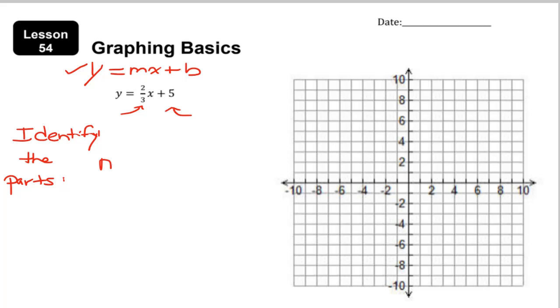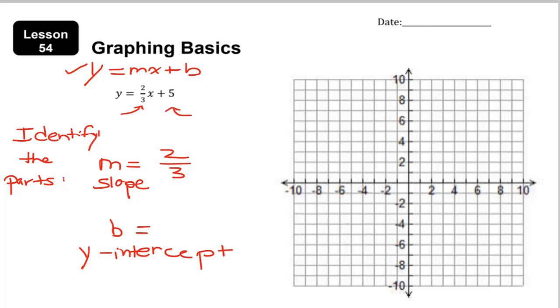So our first thing is our slope, again, m in that formula, and in this case our slope is 2/3. The other thing we're going to identify is our b, also known as the y-intercept. And in this case, our y-intercept is +5. So now, what does that mean for our graph?